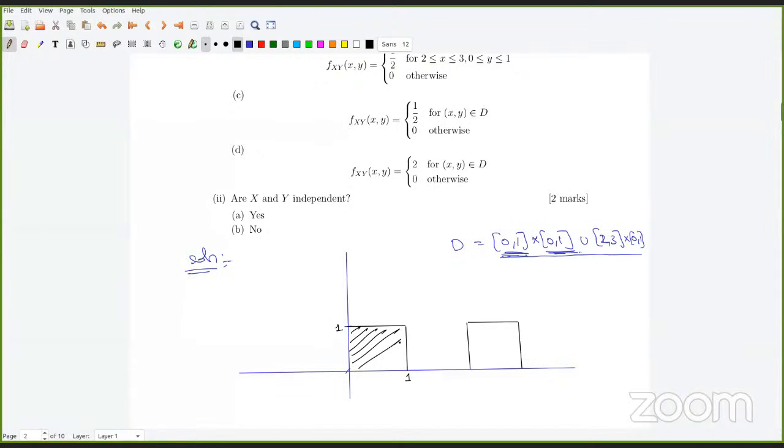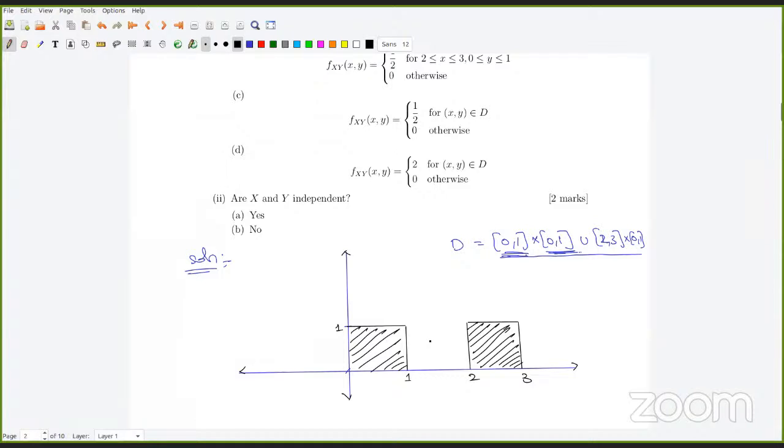So it will be somewhat like this. The region D is actually the union of these two regions. Combining the two regions is the region D we have. Now x and y are uniformly distributed in this region D. We have studied this in week 5, I guess.